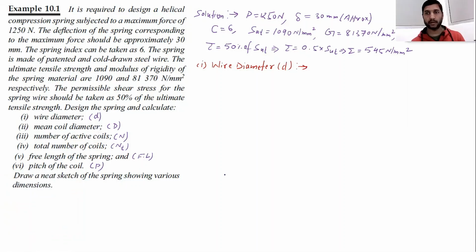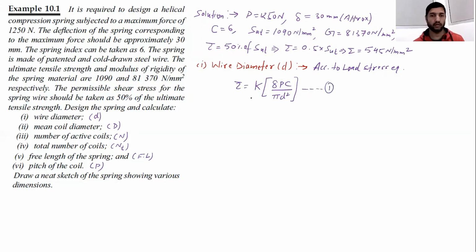Now, in order to find out the wire diameter, I explained you that we will use the load stress equation. According to the load stress equation, the formula is tau equal to K, that is Wahl's factor, into 8PC divided by pi d square. Directly we are using the formula with the spring index, because the spring index is given to us. So tau is equal to K into 8PC divided by pi d square. Let us say this is equation number 1.